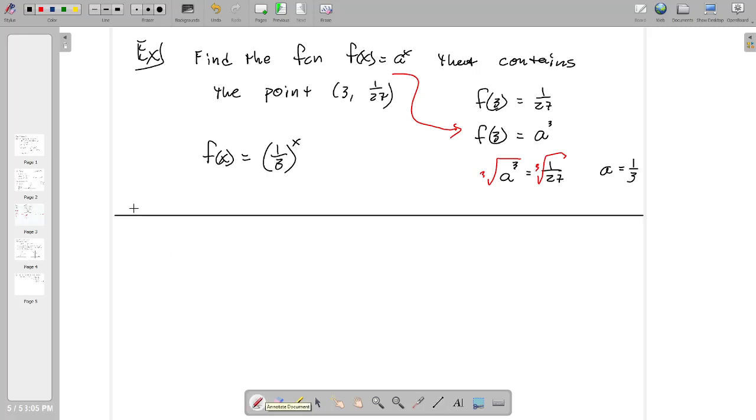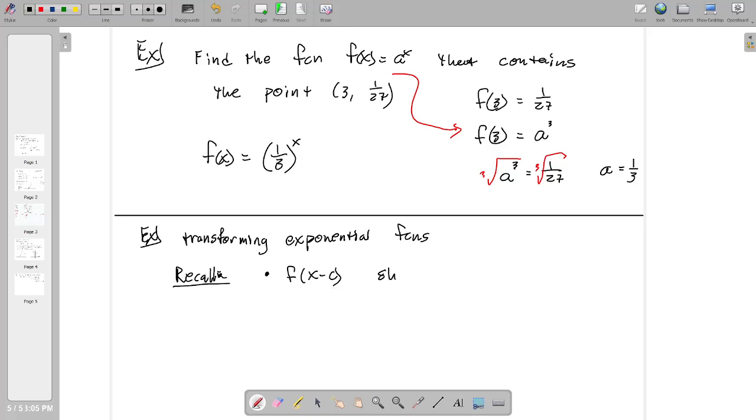And I'm going to do one more example here. This one's more of a graph shifting. Transforming exponential functions. So suppose that we have f of x minus c like this. What does this do? This actually shifts horizontally if you remember. Now, depending on whether c is positive or negative, if c is negative, we would end up with x plus something, so it would shift left. If c is positive, it would shift to the right.